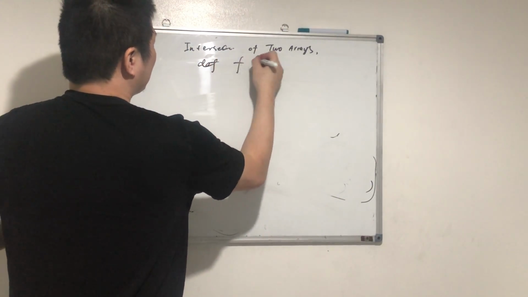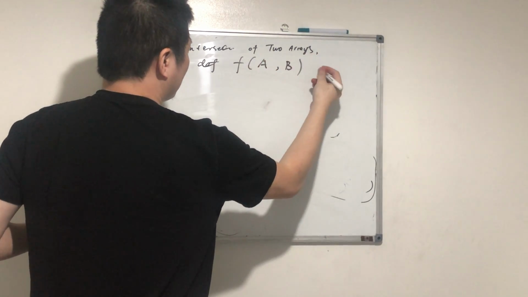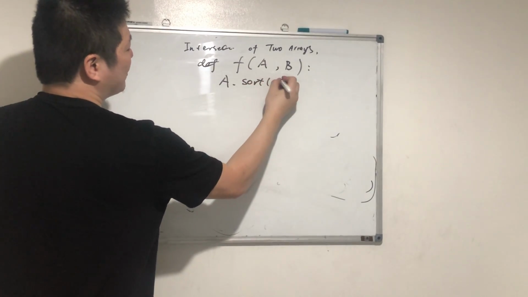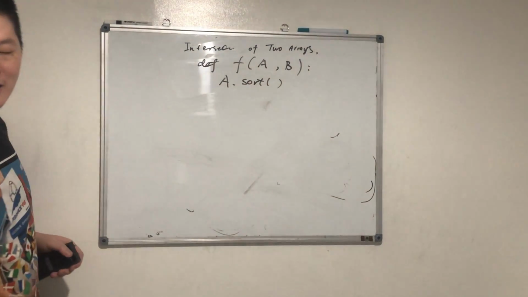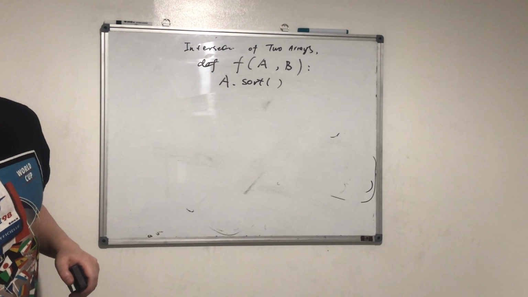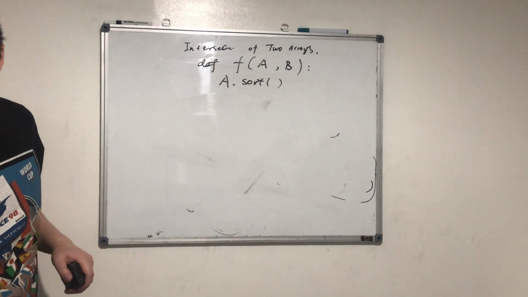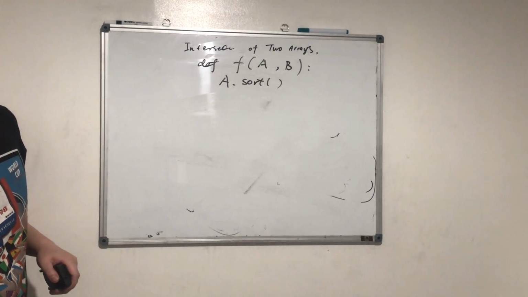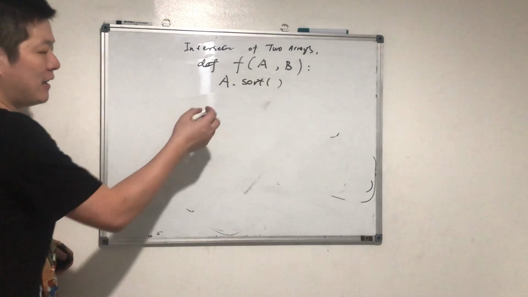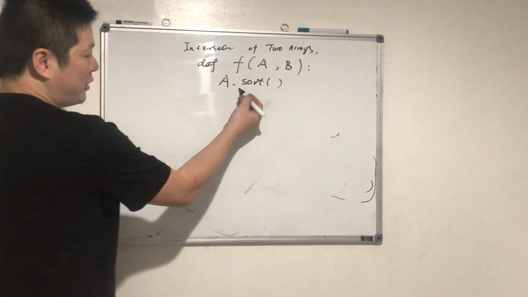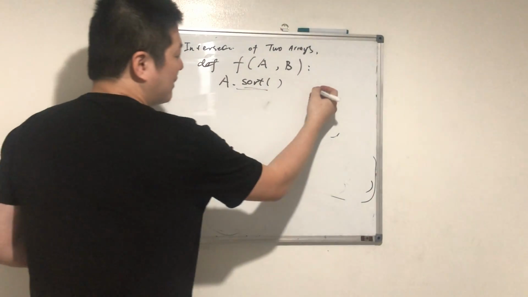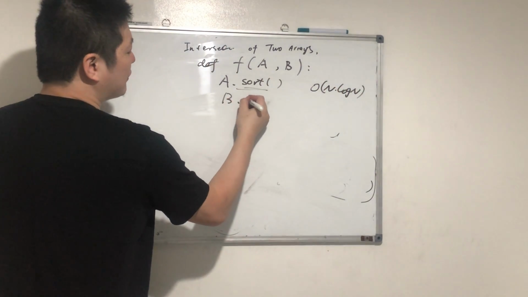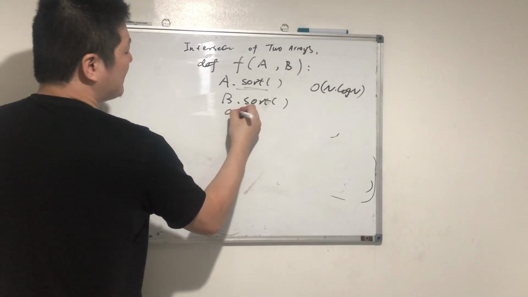Define f, A, B. What's missing? Colon. Okay, A dot sort. We're sorting this. What's the time complexity of sorting an array? No, there are n elements in the array. We talked about this before. Sort, yeah, O(n log n). That's my favorite time complexity. Okay, B dot sort. And answer equals.